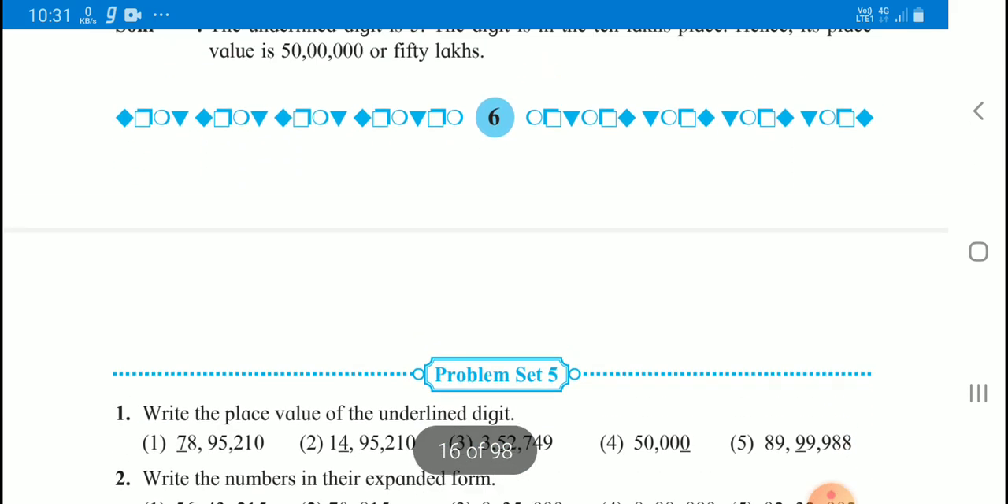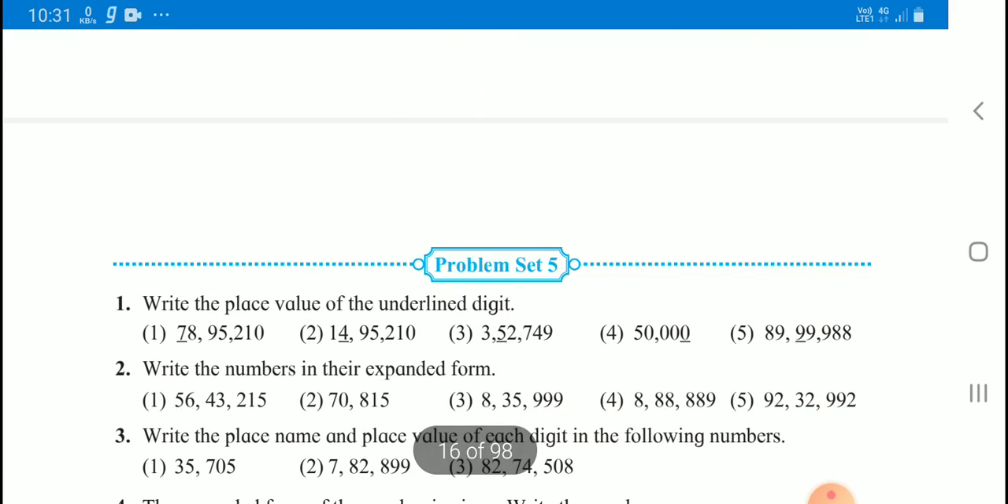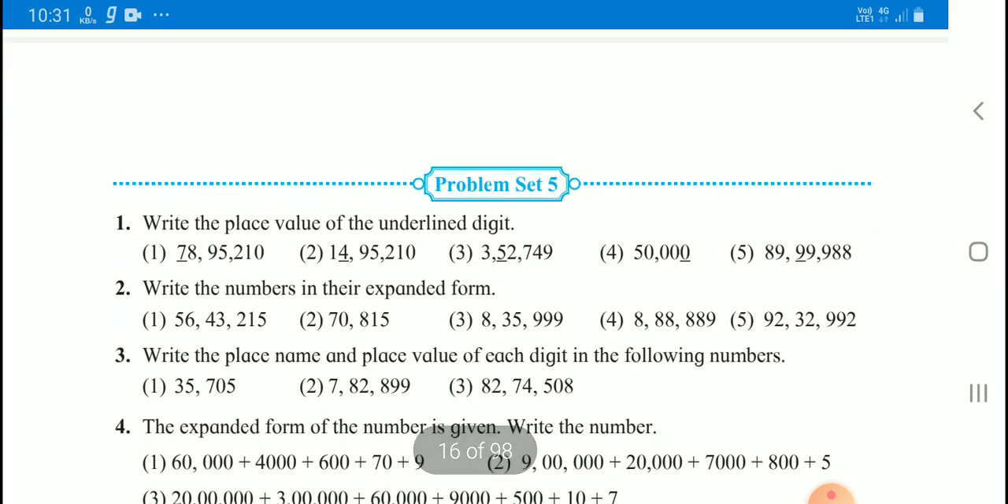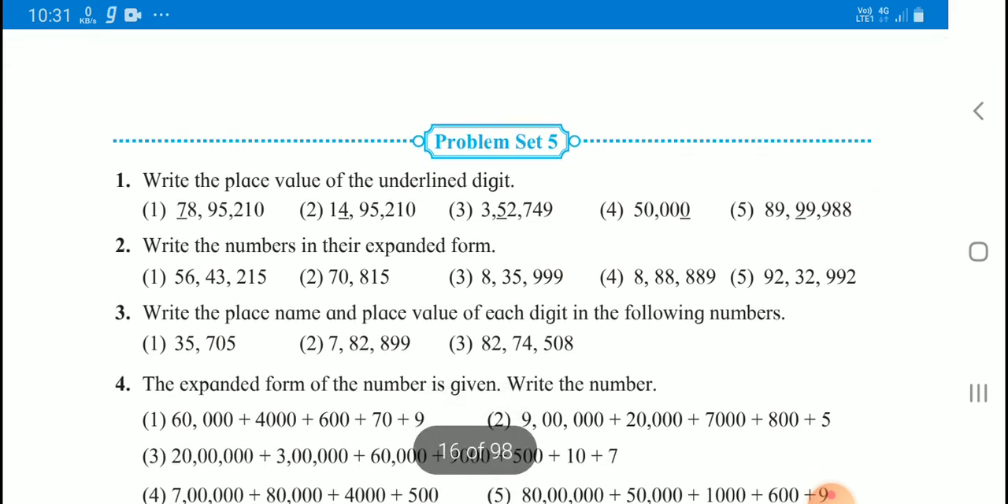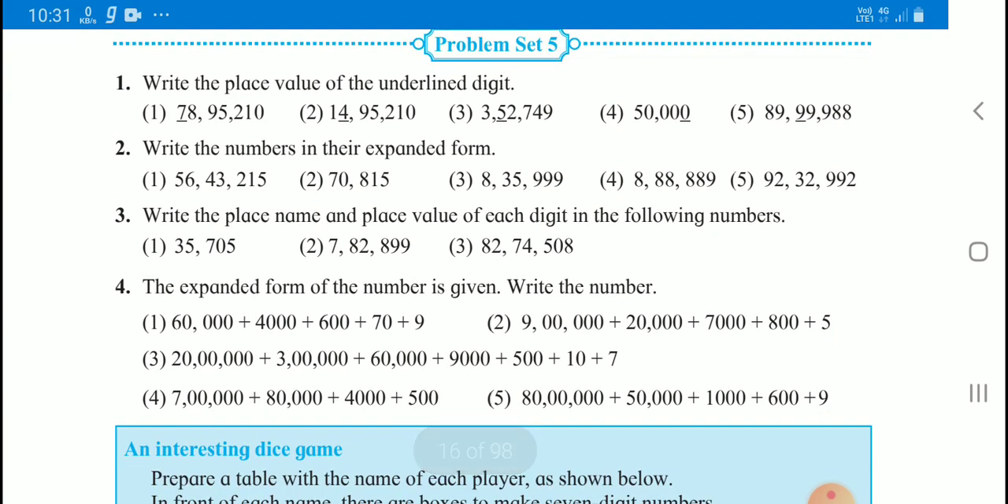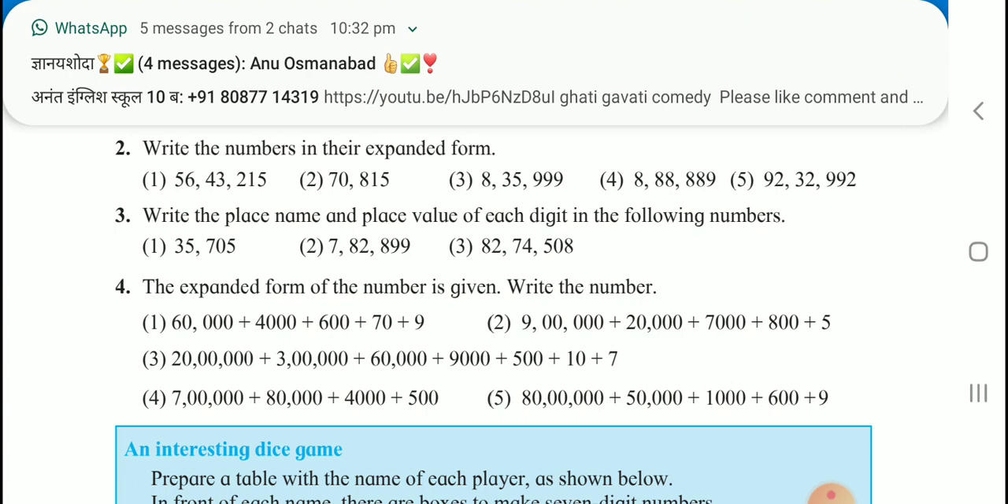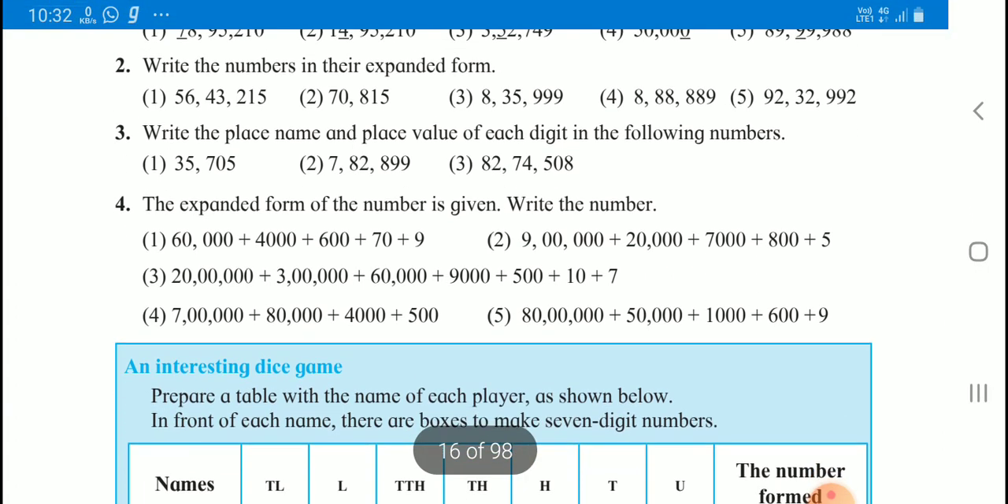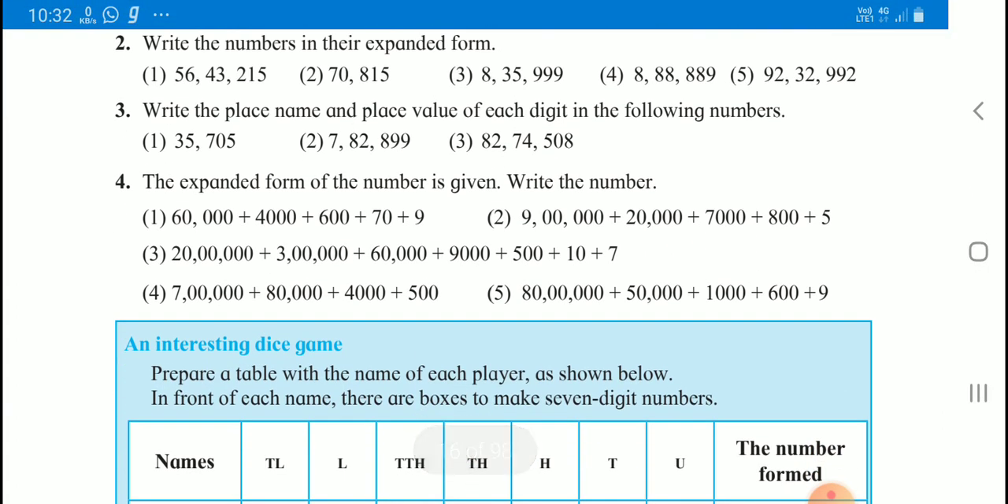Now by using this information, you have to solve the problem set 5. Here first question, you have to write the place value of the underlined digits. Second question, you have to write the numbers in the expanded form. Third question, you have to write the place value of each digit from the numbers. And fourth question, you have to form the number from their expanded form.